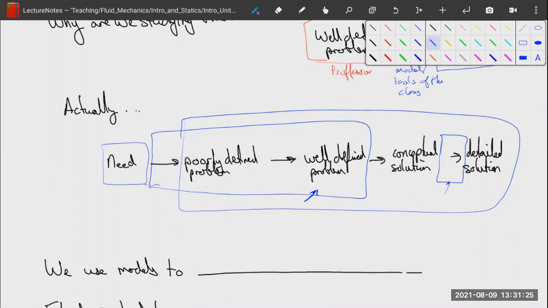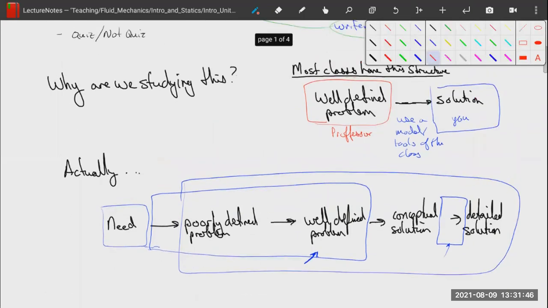And my goal is to give you the tools that allow you to understand, at the minimum, how to use fluid mechanics models to help you do all of these things in your job. And that means we're not going to be sticking with well-defined problems as much as you might like, right? We are going to use some poorly defined problems.